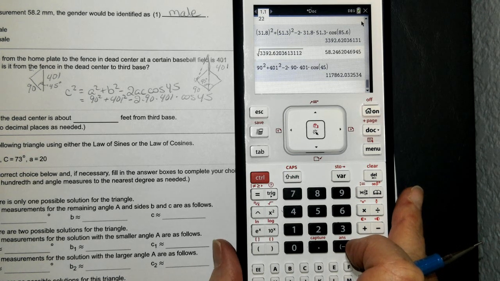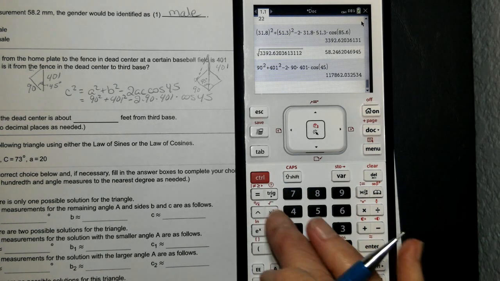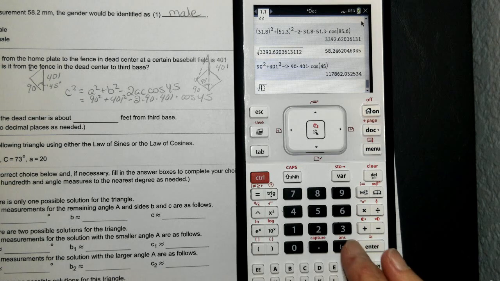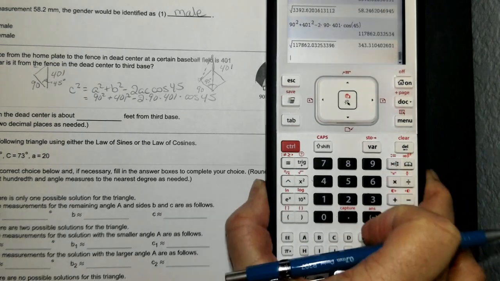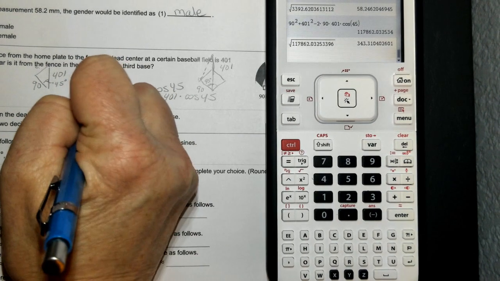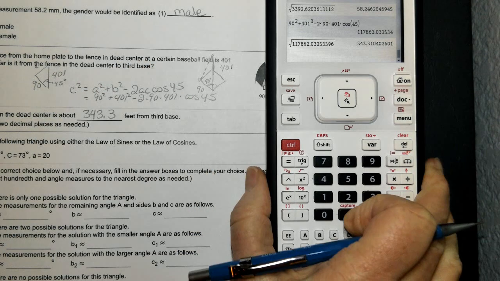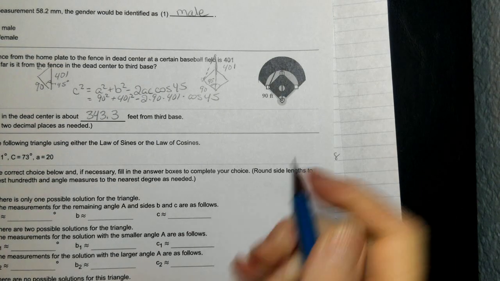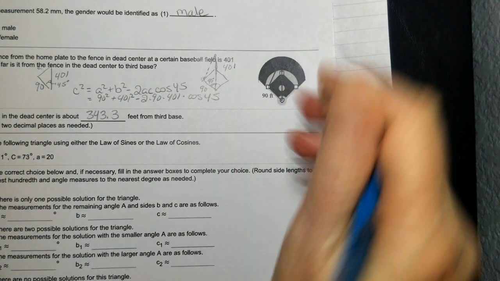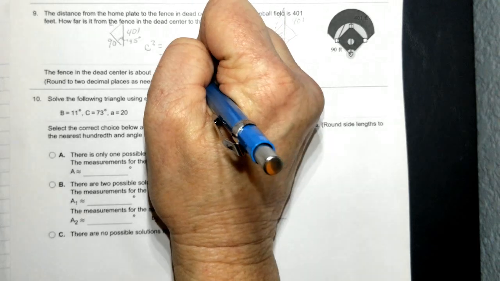And I get a very large number, so I'm not going to worry about that. I'm going to take the square root of that answer, and I'm going to get 343.3, which makes a whole lot more sense. 343.3, what is this, feet? Yes, feet from the center field fence to third base. And if you want it in two places, let's make it 343.31.